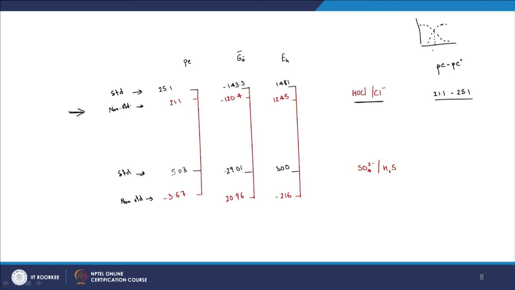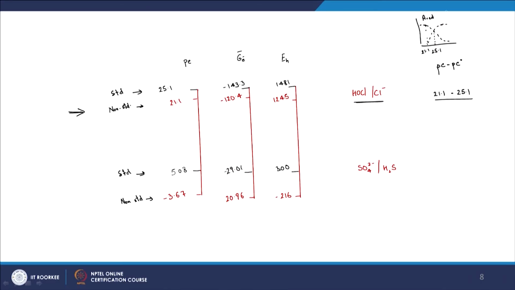So if PE naught is 25.1, right, and PE is to the left of it or less than PE naught, 21.1, so which form would predominate now, right? Similar to the acid base, the one with the proton, or here the one with the electron, or the reduced form would predominate, right. So thus in this case, in this non-standard condition, the reduced form or Cl minus would predominate, right.